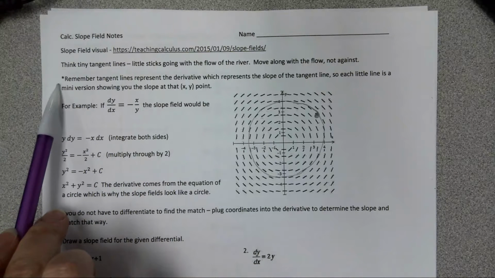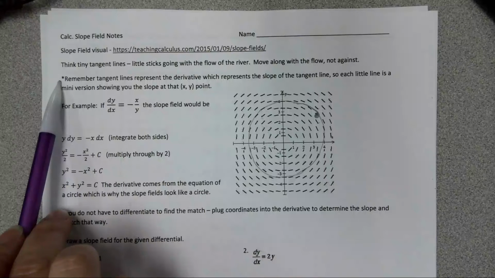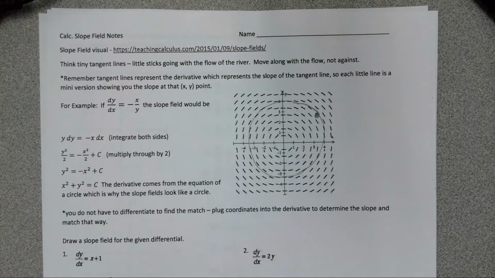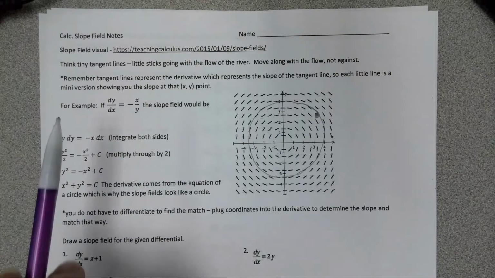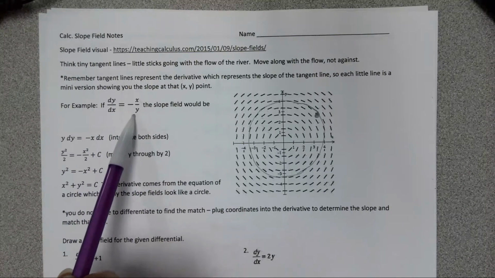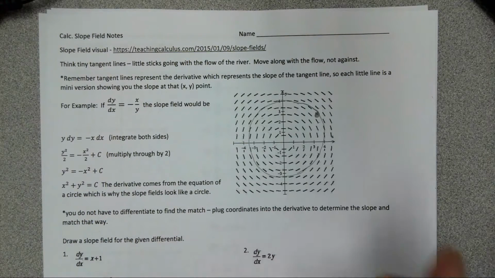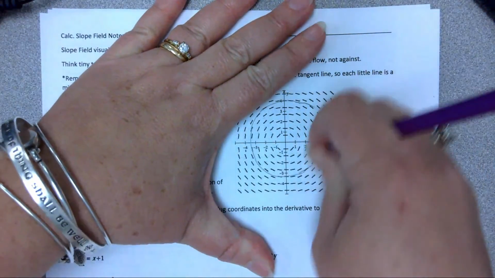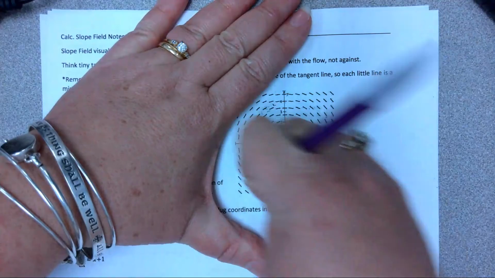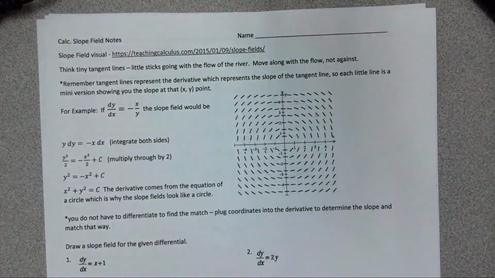Remember, tangent lines represent the derivative, which represents the slope of the tangent line. So each little line is a new version showing you the slope at whatever XY point that you're at. So for example, if the derivative is equal to negative x over y, the slope field would look like this. Without this dot and this circle, it would just be a big field of little sticks floating around a circular pond, I guess, because maybe there's a sinkhole in the middle and it's swirling around.